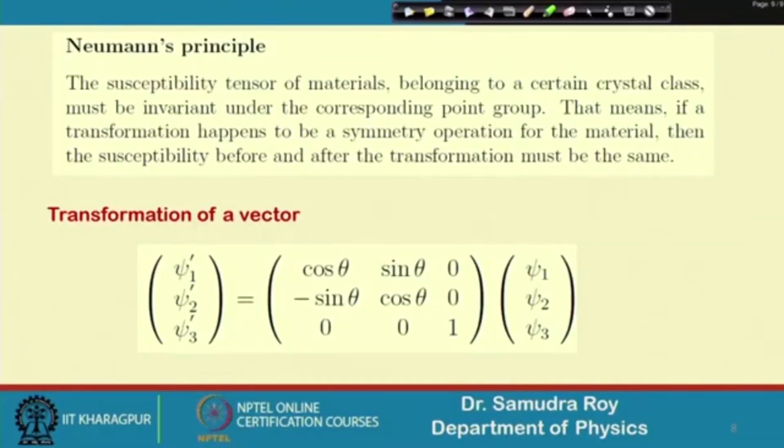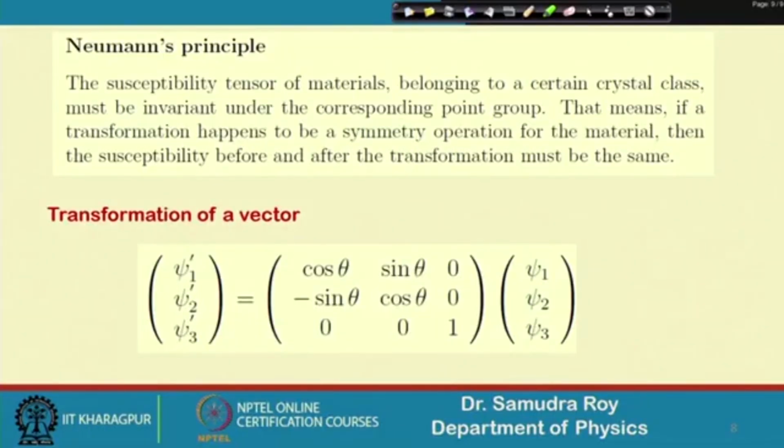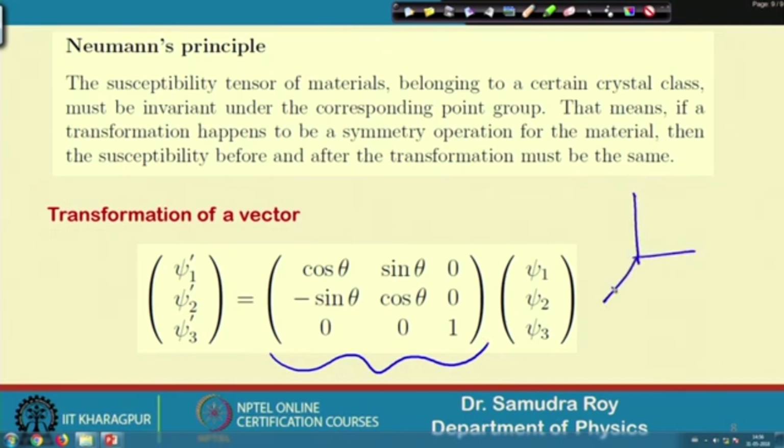Before applying this kind of transformation over a tensor or matrix, let us find out how a vector is transformed under some kind of operation. Here a very simple example is given where you can identify that this is a rotation matrix around the z axis, for a rotation by an amount theta. We have an axis like this, and if I make a rotation, my new axis is the dotted one, and it is something like this.